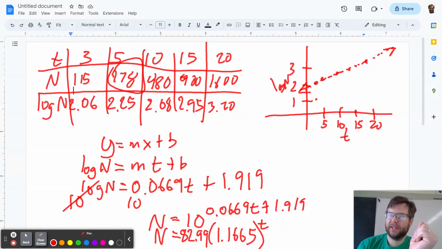So this was the process of taking some exponential data and then making it linear by graphing it with a log scale and then finding the model from there. Let me know if you have any questions.